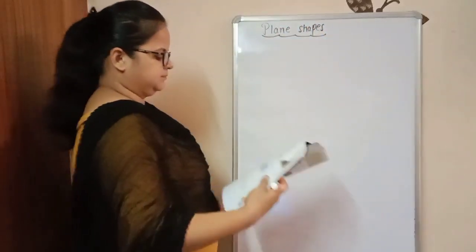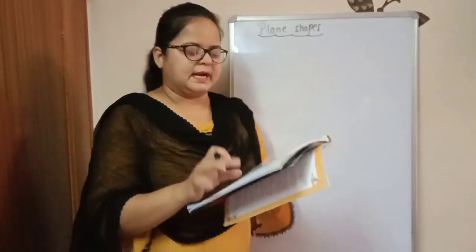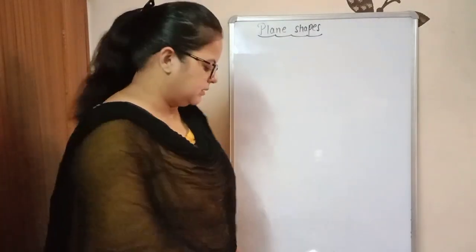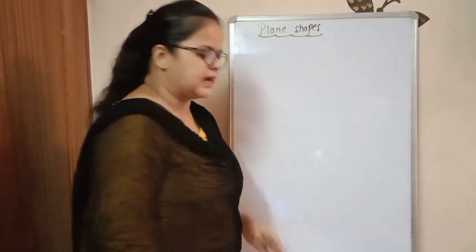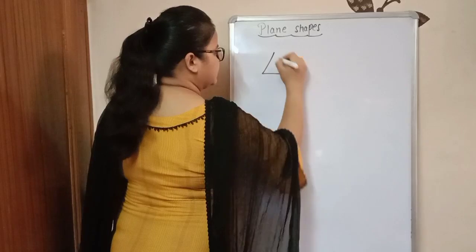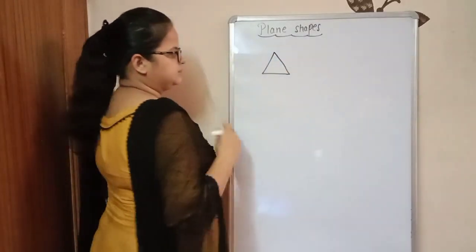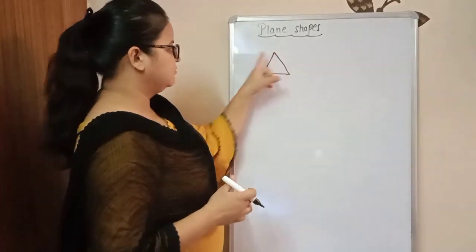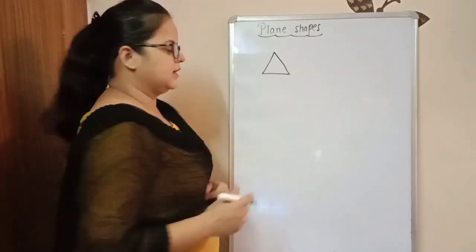Plane shapes. Look at the following figures to know about the sides and corners. So हमें सबसे पहले क्या देखना है? Side and corners. So first here we have a triangle. See here we have three corners in the triangle.